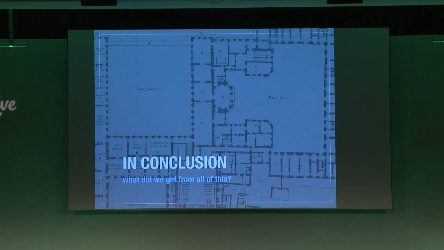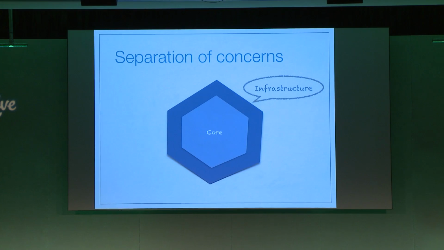In conclusion, what do we get from this? So basically a very nice separation of concerns. There's the core and there's the infrastructure layer. That is the most important division. But there's no rule about the number of layers. You can also have several other layers.